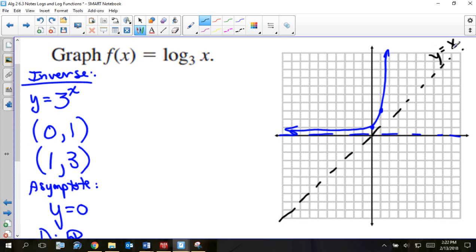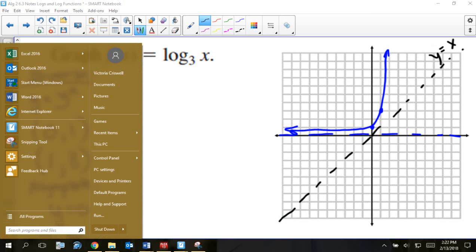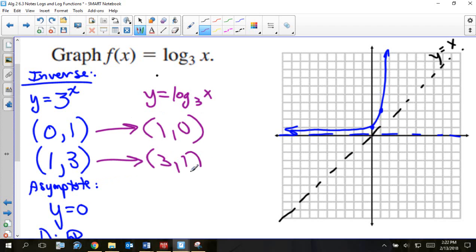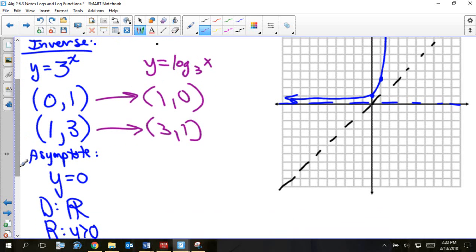So I just dashed that in. Now I'm going to write down all of my inverse information. So this information now is for y equals log base 3 of x. So all my information now is the regular function, which is the inverse of this one. And this is where I changed colors. So you switch every x and y. We have now 1, 0. You now have 3, 1. Our asymptote, we switch x and y. So it says y equals 0. I now have x equals 0.